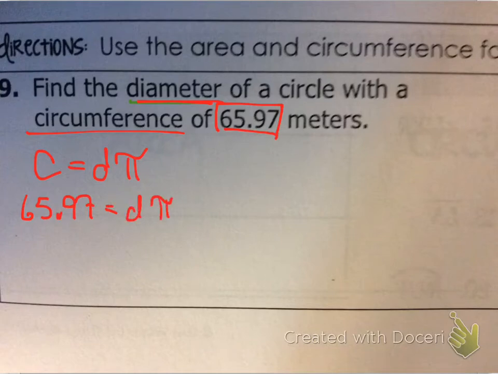Now, keep in mind, like when you say something like 2x is equal to 14 and you divide by 2, pi is a number. It is approximately 3.14. So you can divide by pi. Treat it like a number. And that will give you the diameter. So if you type in 65.97 divided by pi, you'll get 20.